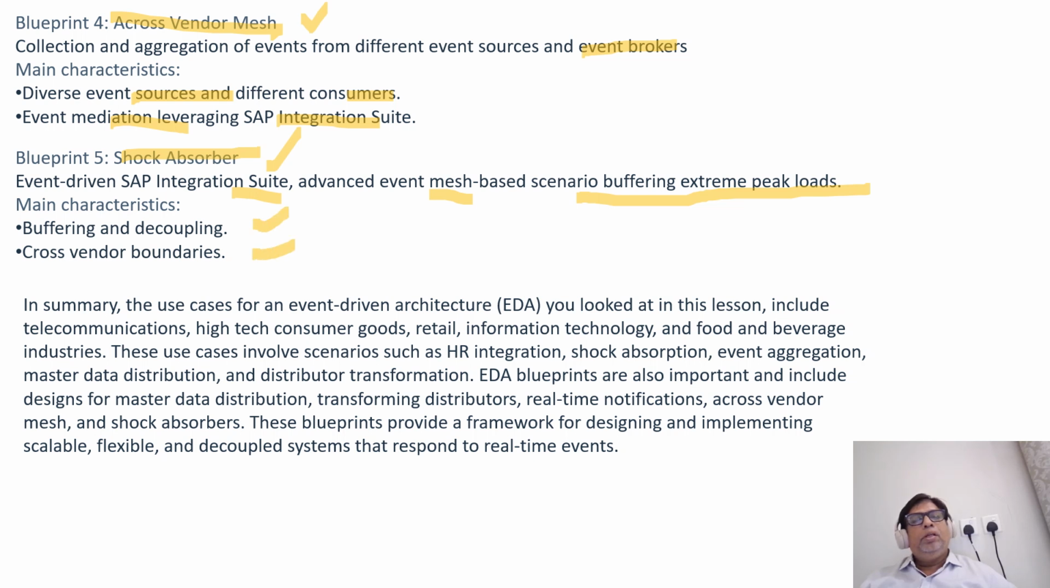This is one advantage. So in the summary, we can say event-driven architecture, you looked at this session includes telecommunication, consumer goods, technology, food and beverage, and also scenarios of HR integration, shock absorption, aggregation, and also data distribution. EDA blueprints also include master data distribution, transformer distribution, real-time notifications across vendors, shock absorbers, blueprint provides framework. So that means these are the five types of blueprints of the architectures we can utilize for the EDA platforms. EDA is very flexible and event driven is going to be the pub and sub method.